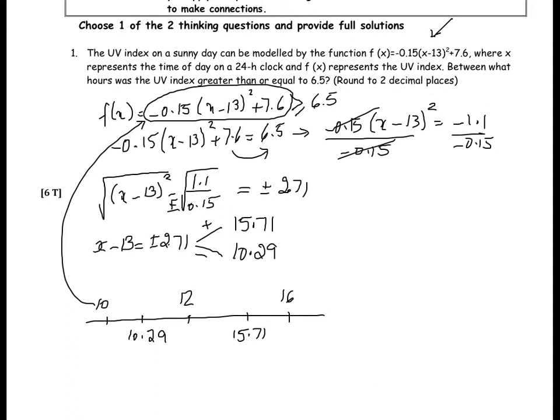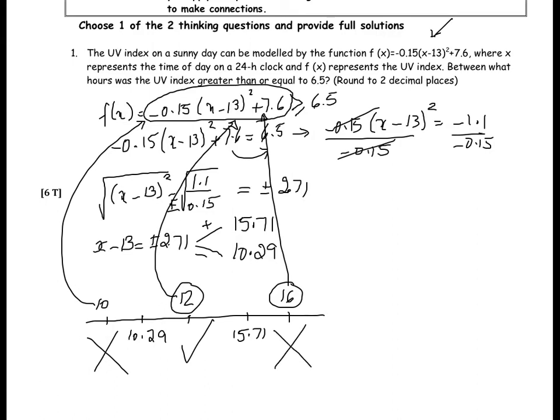If it's greater than or equal to 6.5, then you will say the region less than 10.29 is the answer. If you evaluate that one, you will get a number which is less than 6.5. So you say this region is not the answer. Now if you substitute 12 back in this equation again, you will get a number which is greater than 6.5. Then you will say, yes, this is the region. And if you substitute 16 back in this equation, you will get a number which is less than 6.5. So you will say, this is not the region.